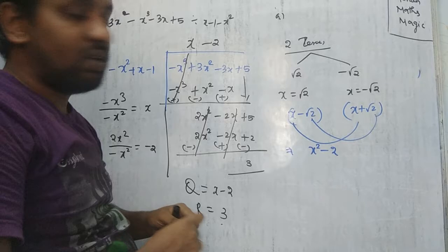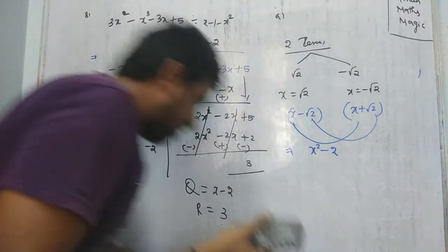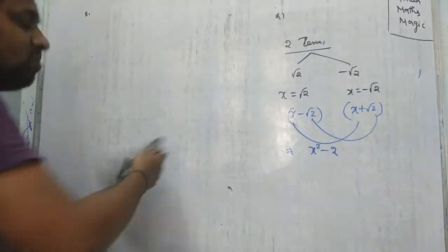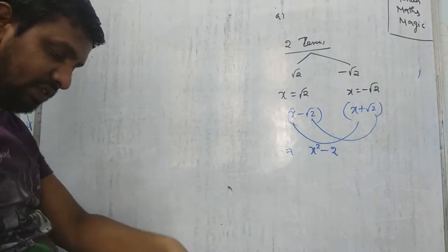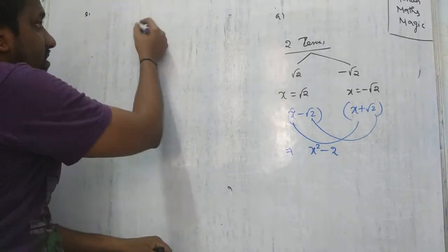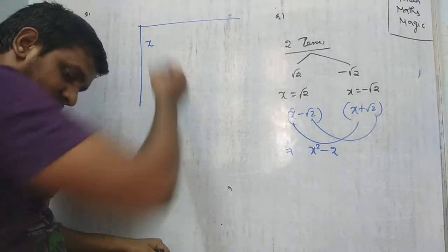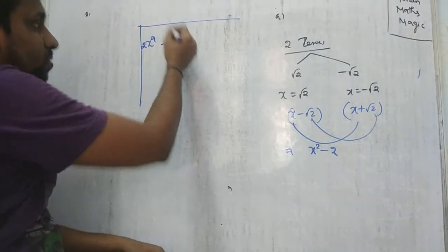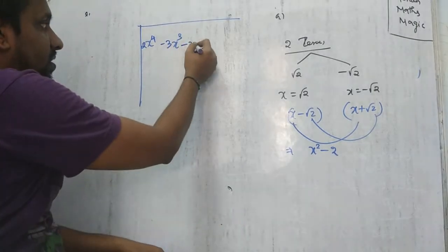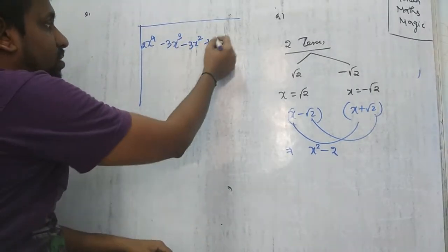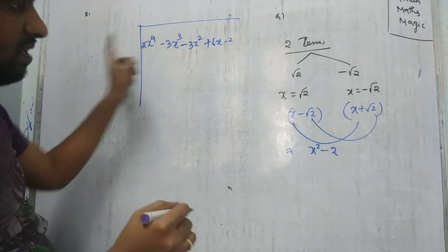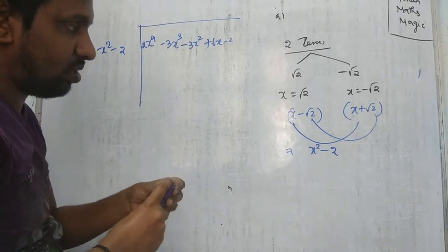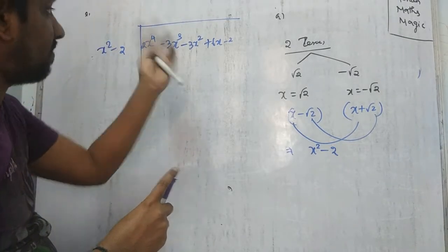Now normal division. How to do the normal division? I will wipe out and do the normal division. First the dividend: 2x power 4 minus 3x cube minus 3x square plus 6x minus 2. The divisor is x square minus 2. For the divisor you don't need to put 0x and all. Only in the dividend, if any term is missing, you have to put 0x.